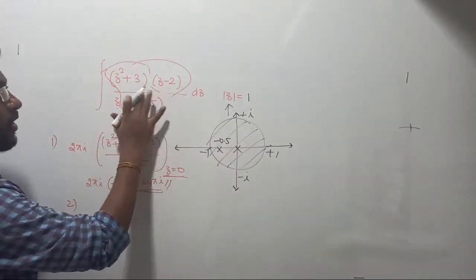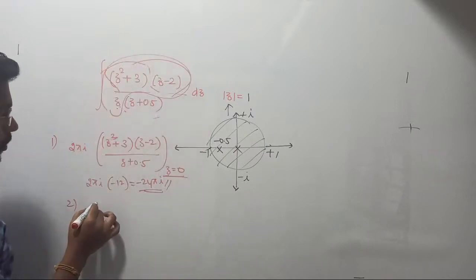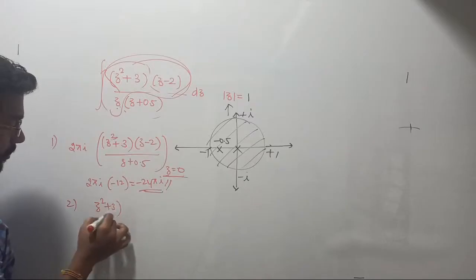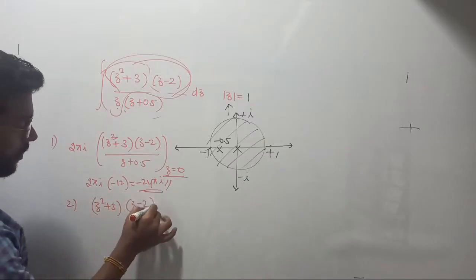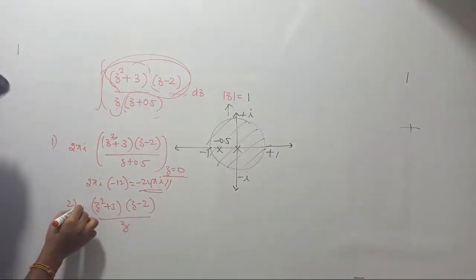Which pole are you going to remove? 0.5. Then don't consider that one, consider all the others, right? So the remaining terms are z square plus 3 z minus 2 divided by z, right? So multiplied by 2 pi I.